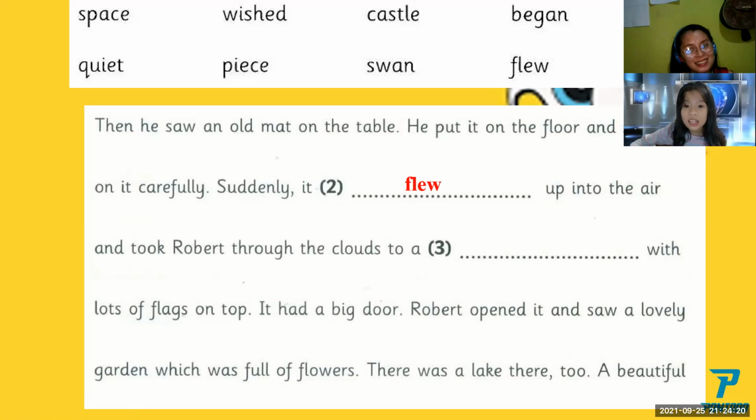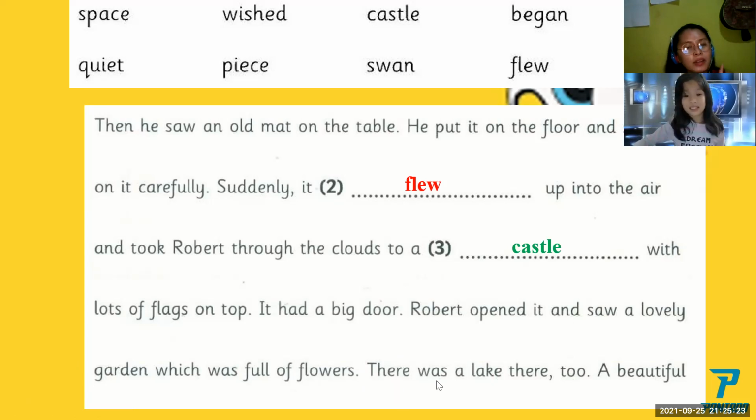Okay, what do you think? There is a castle with lots of flags on top. There is a castle there, and on the top of the castle there are a lot of flags. It had a big door. Robert opened it and saw a lovely garden which was full of flowers. Okay, what did he see there? He saw a lovely garden which was full of flowers.